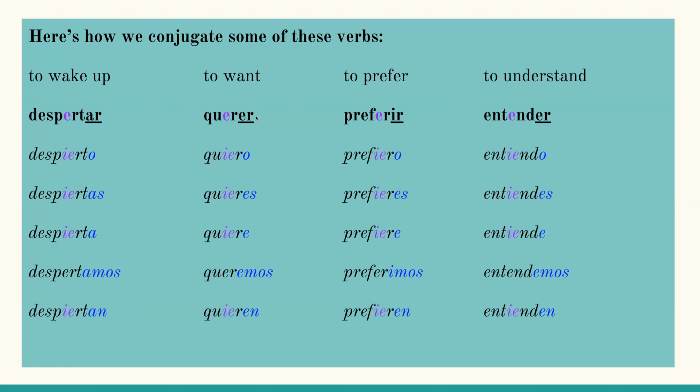The verb querer. Quiero, quieres, quiere, queremos, quieren. Preferir. Prefiero, prefieres, prefiere, preferimos, prefieren. Entender. Entiendo, entiendes, entiende, entendemos, entienden.